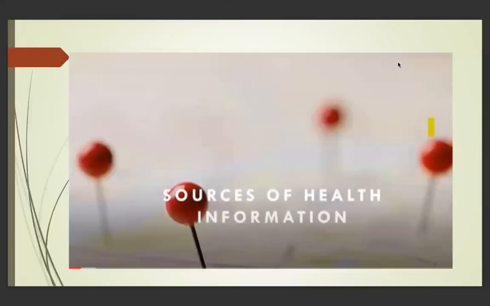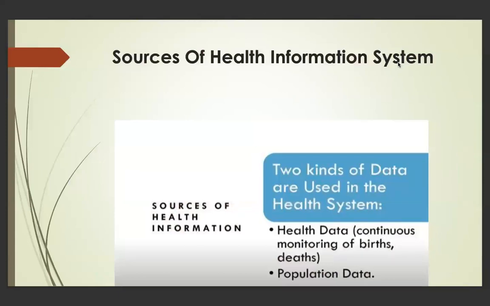Let's talk about the sources of health information. When we talk about the sources of health information, there are 2 kinds of data which are used in the health system. Health data, which is continuous monitoring of births, deaths, and the population data.